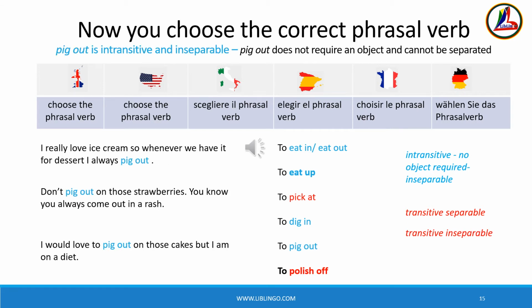I really love ice cream, so whenever we have it for dessert, I always pig out. Don't pig out on those strawberries. You know you always come out in a rash. I would love to pig out on those cakes, but I am on a diet. Pig out is intransitive and inseparable. Pig out does not require an object and cannot be separated.